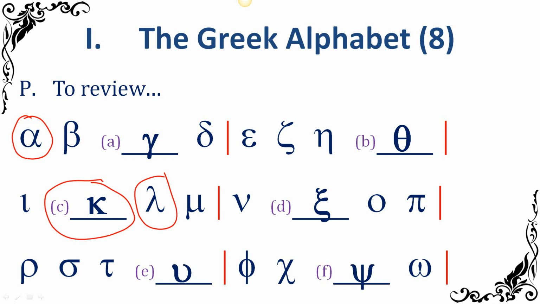All right, next 4. Iota, kappa, lambda, mu. Iota, kappa, lambda, mu.